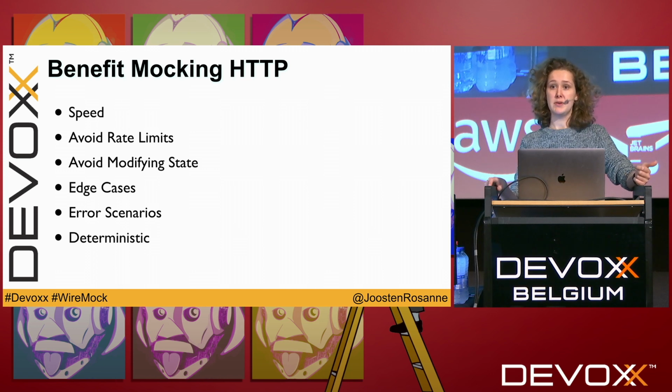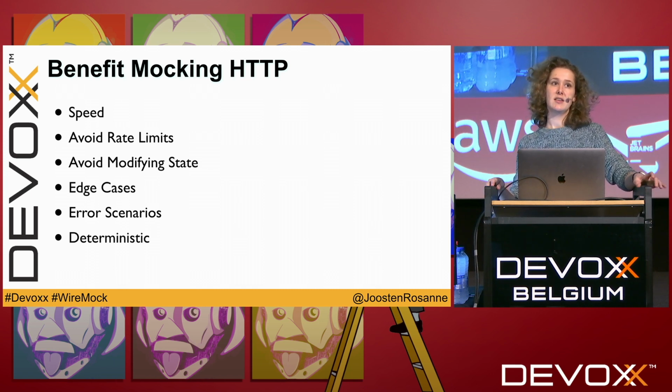You benefit on speed because you have it under control and there's no external call. You avoid rate limits, because sometimes, as in my example in the demo, you are limited to the number of times you can call an external service. You avoid the problem of modifying state, which you sometimes don't want, or only want within one scenario. You can much more easily duplicate or mimic edge case scenarios, including error scenarios.